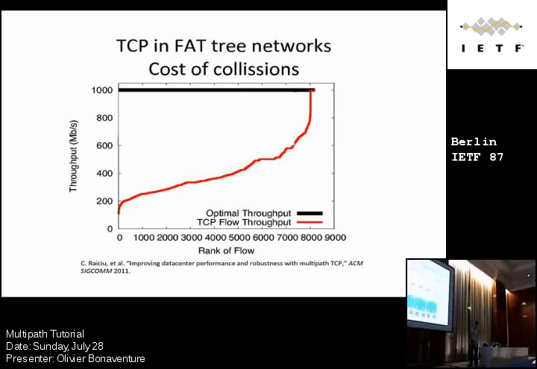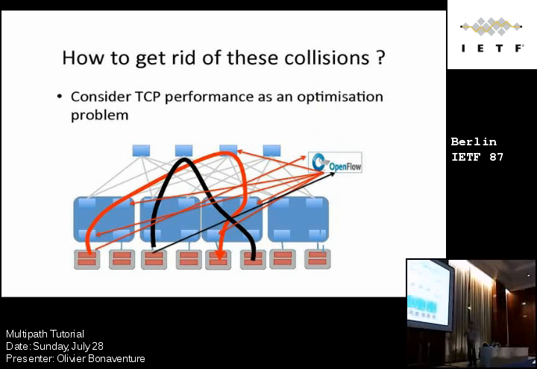What was the reason? Well, the reason was that there were too many collisions between different subflows. How can we improve the solution? One way to improve the solution is to say, well, I'm opening TCP connections. Opening a TCP connection is like an optimization problem. And I could have an optimizer inside my network.